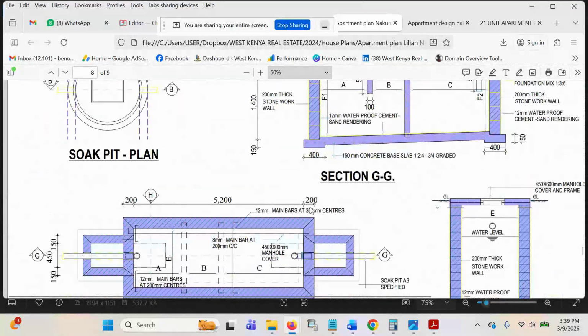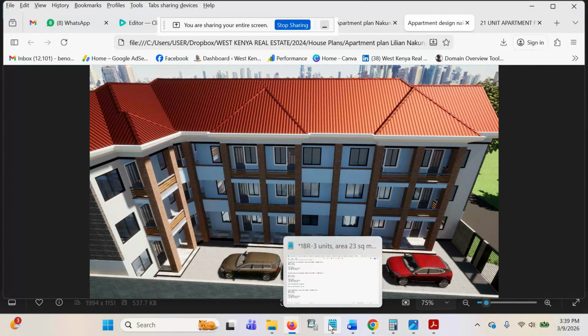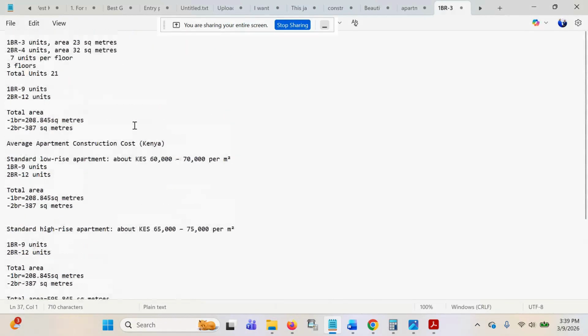Sectional plans here and other things. Now, how do you get the cost of this house? So let me take you to the summary here.